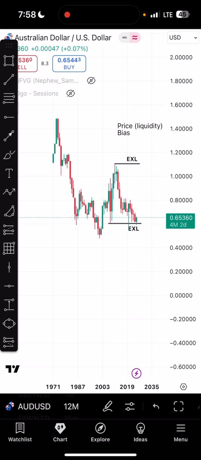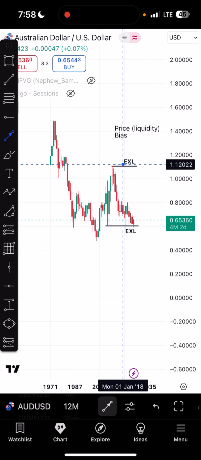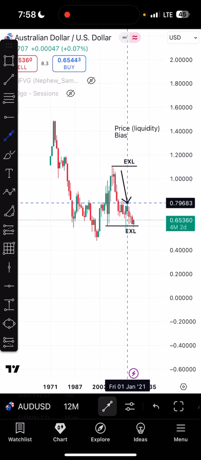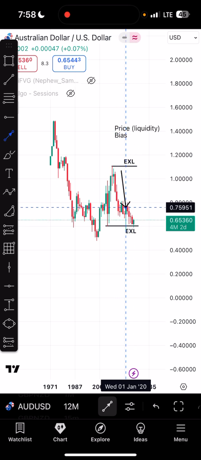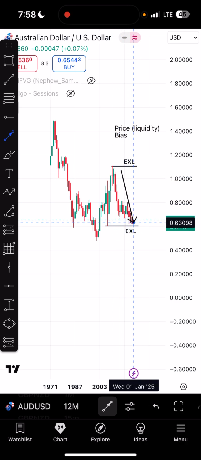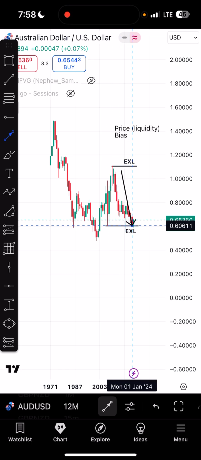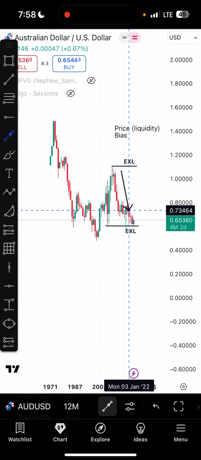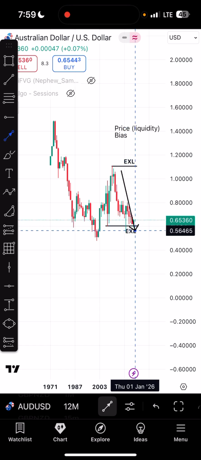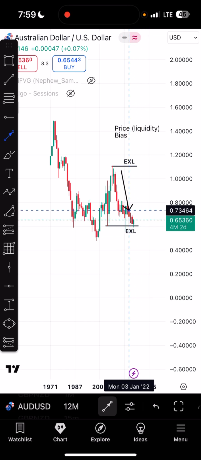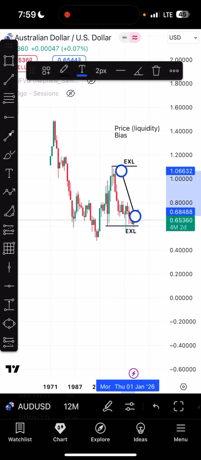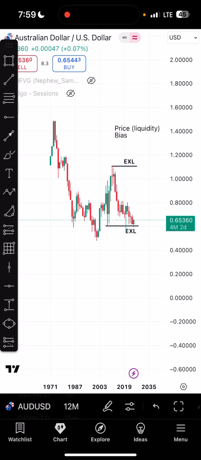What is the bias? We can clearly see that price has been coming down for a while, which means sellers have been dominating this pair for a while up until when we got to this liquidity area. We can clearly see that price failed to close below it. Now this year that we are in, price is currently on that external liquidity again, but there is still something going on this chart that I want to show you guys.